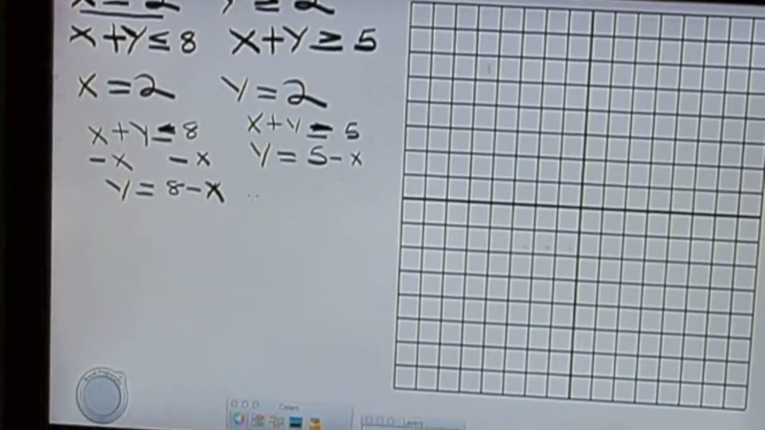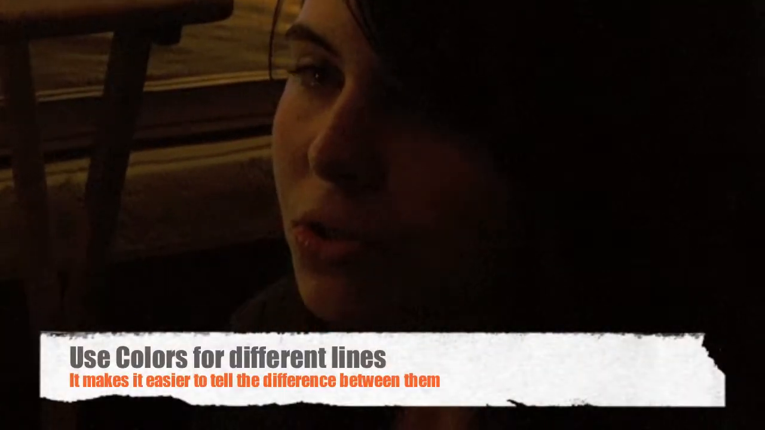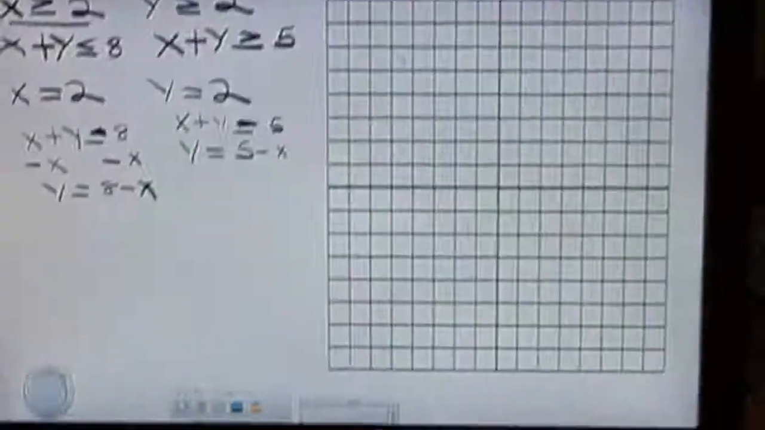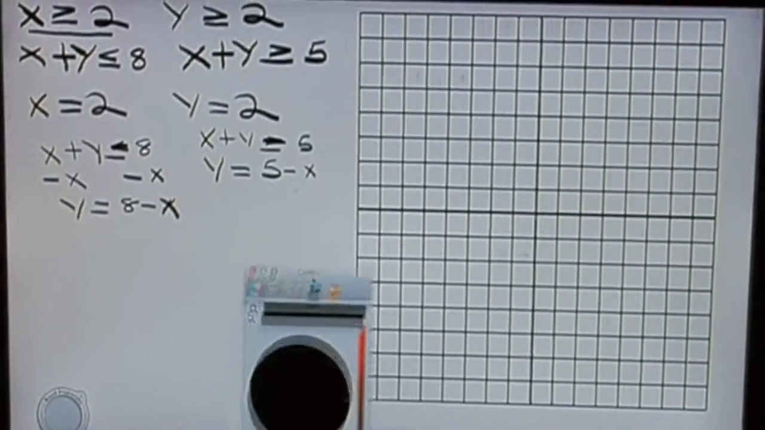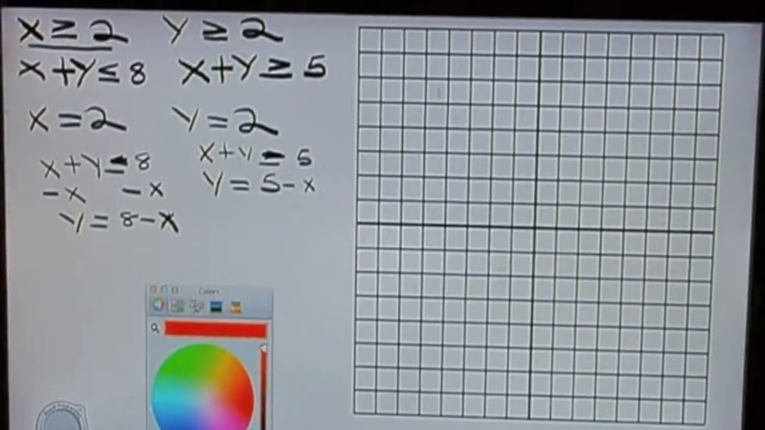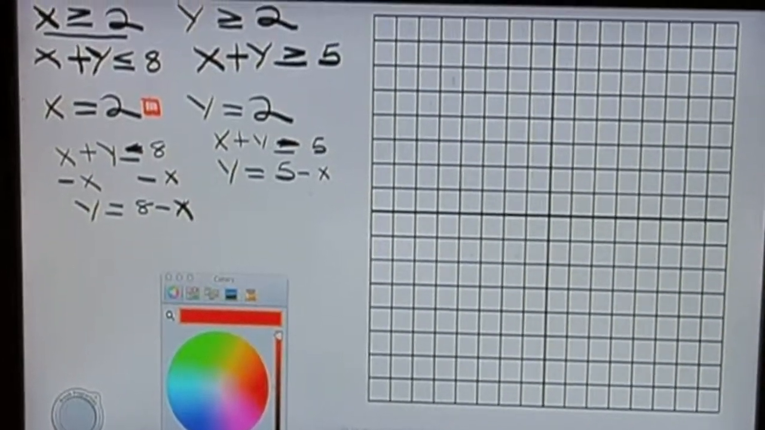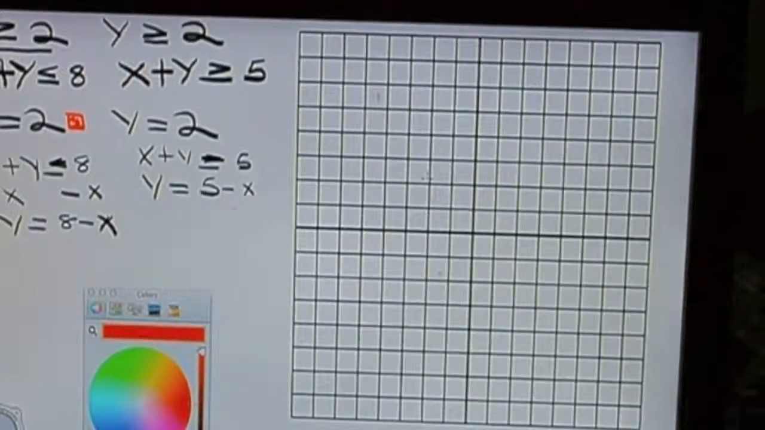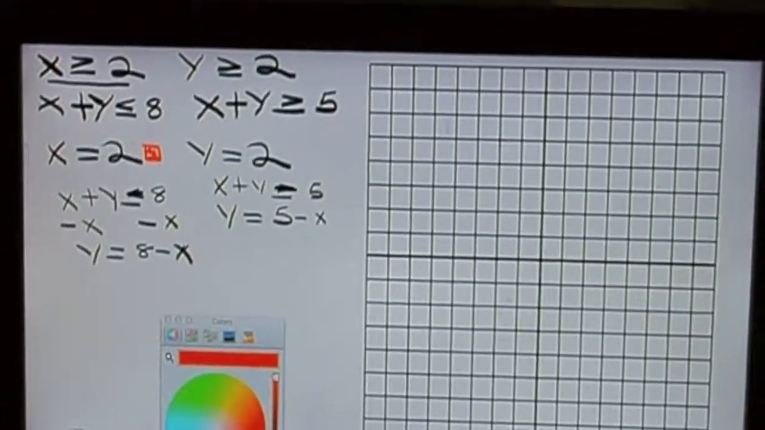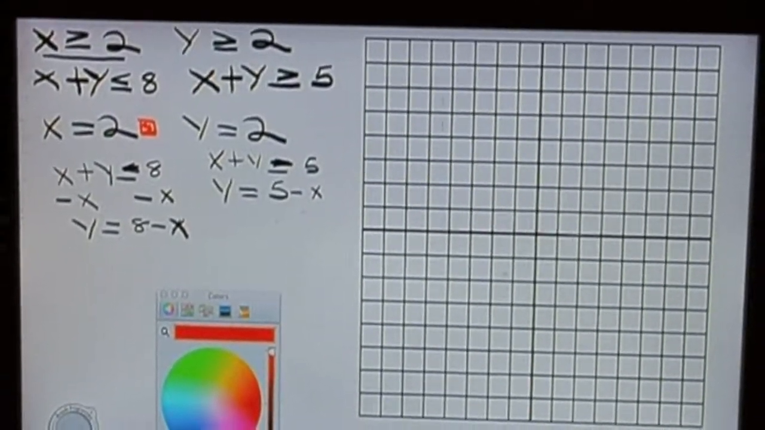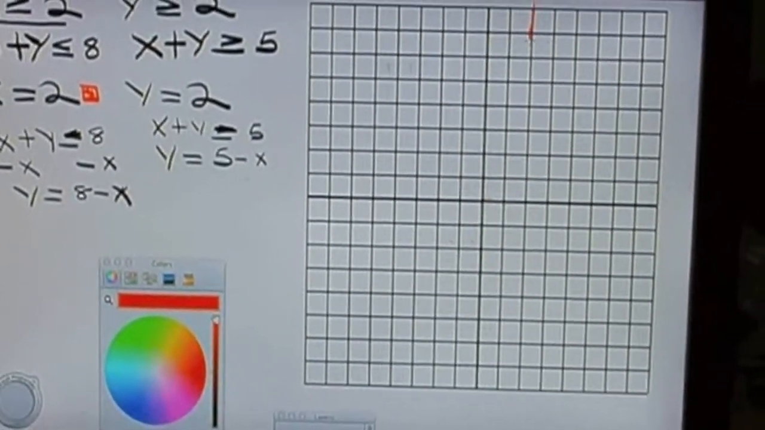Now, Krista, you want to go ahead and graph it? For the graphing, we're going to use different colors to show which ones are shaded where. So the first one, x equals 2, is going to be a red color. We'll put red next to here. The x equals 2 is going to be a vertical line, and it's going to be over 2. So you go 1, 2. So your line would be through here.